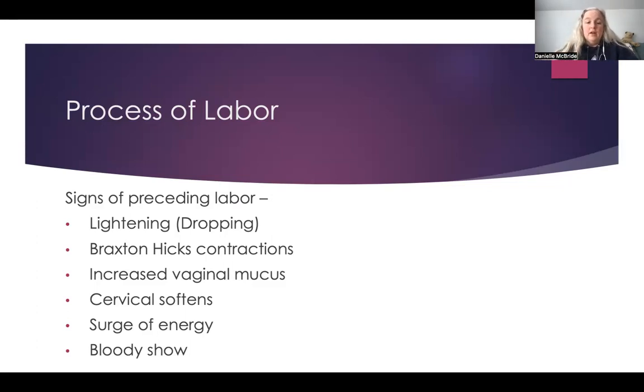Sometimes you hear about women that have this surge of energy. They start nesting, they're cleaning the house, they're getting everything ready, and then bloody show. So bloody show happens because as the cervix is softening, the little capillaries in there can break. And so she might see a little bit of blood on her tissue. So it could be related to the mucus plug. It could be just softening of the cervix since there's a little bit of blood on her tissue. It's not like a period. That's bloody show.